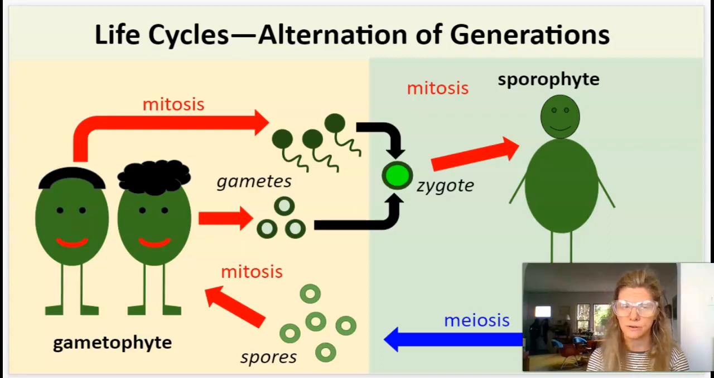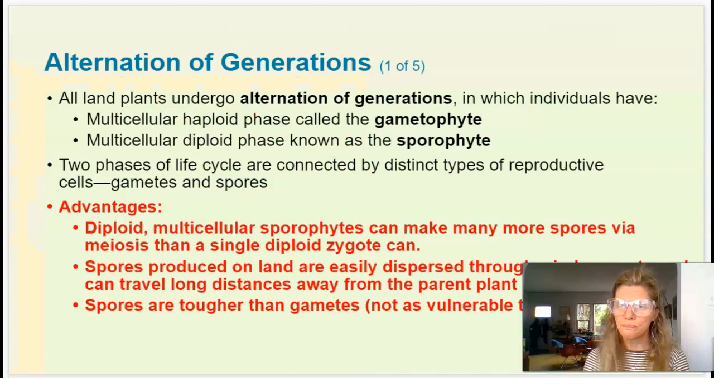Imagine that there's this different form. And you might ask yourself, why the heck would we have two different forms? Like, what's the point? That is a really good question, and that's something important to discuss. So all land plants undergo alternation of generations, but it does have some advantage. Diploid multicellular sporophytes can make many more spores via meiosis than a single diploid zygote can. So you can produce a lot more offspring.